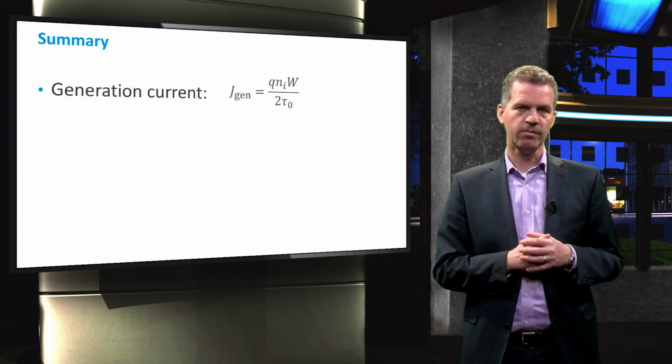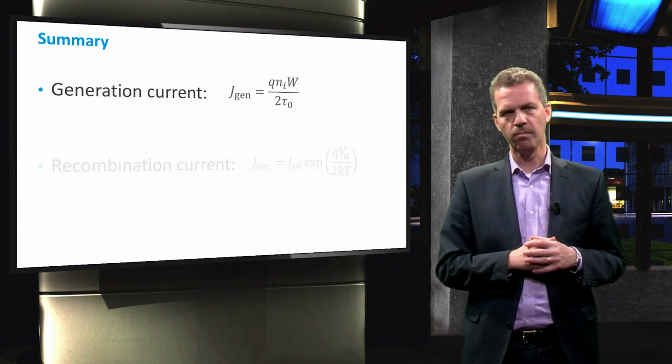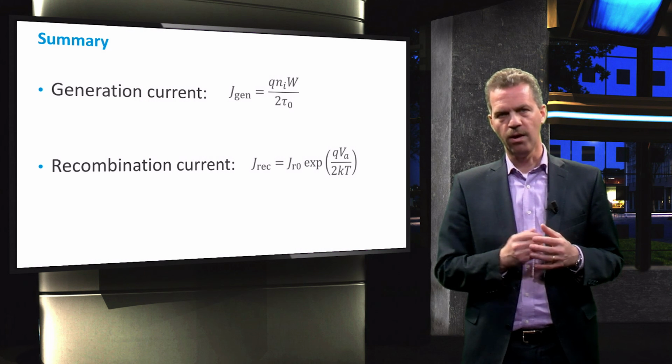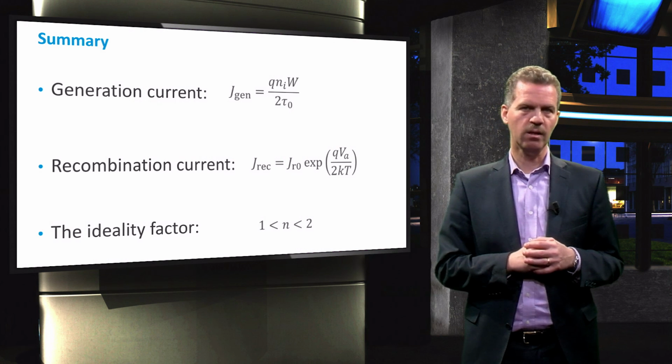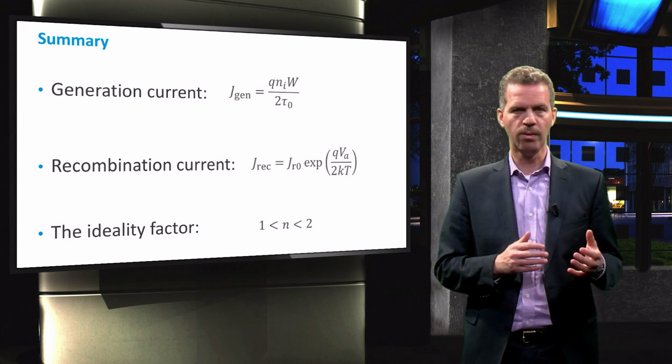Now let me summarize this video. We have discussed the generation current density and the recombination current density. Finally, we discussed the ideality factor, which shows a clear dependence on the applied voltage and varies between 1 and 2.